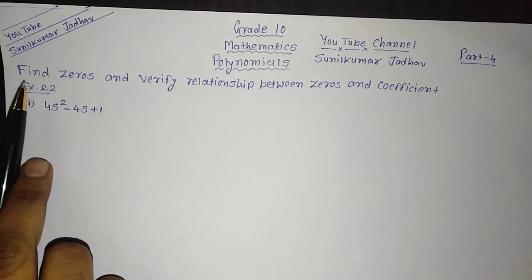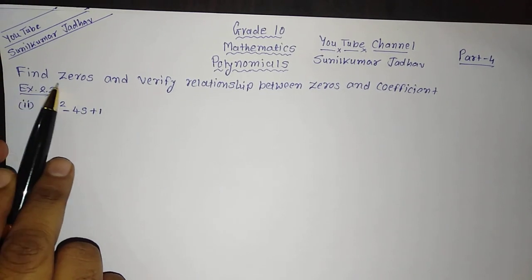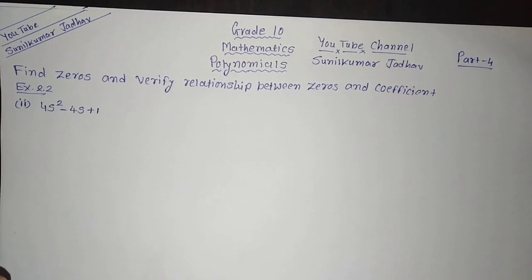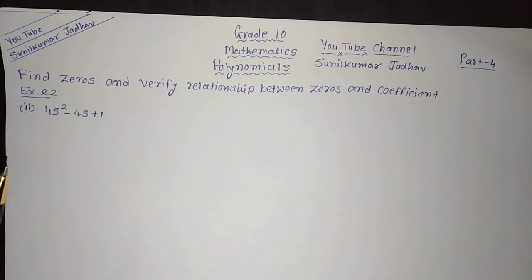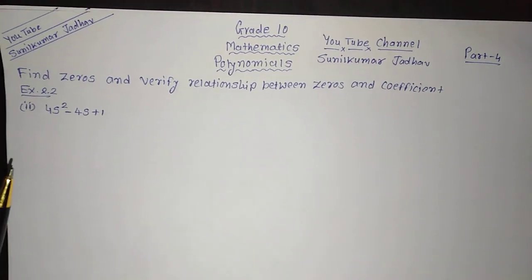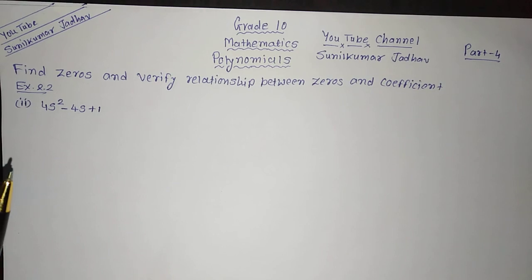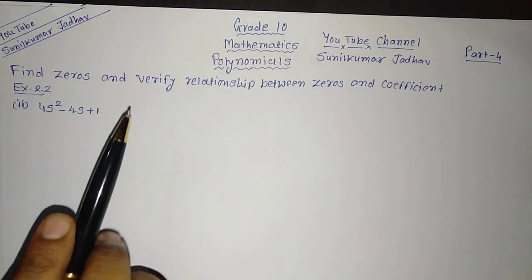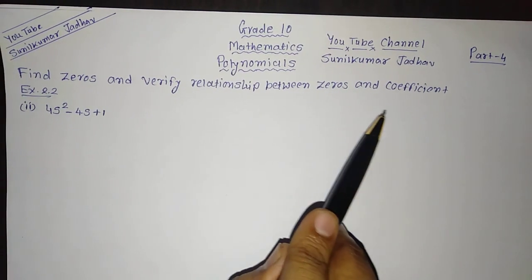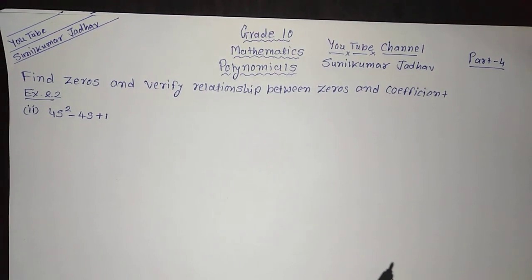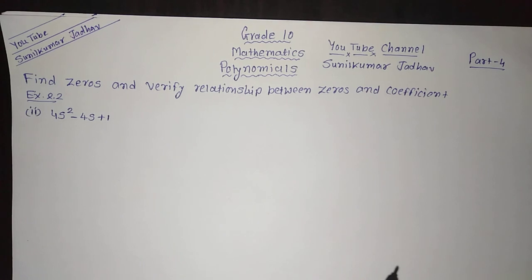You can see this question has two parts. First is to find out the zeros. That means with the formula that we know, that is factorization, we can find out the zeros or the solution or the values of s, and then we have to verify the relationship between zeros and the coefficient. So let us begin with the factorization to find out the zeros of this polynomial.